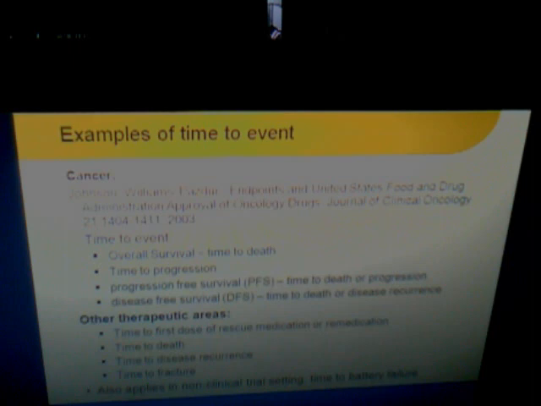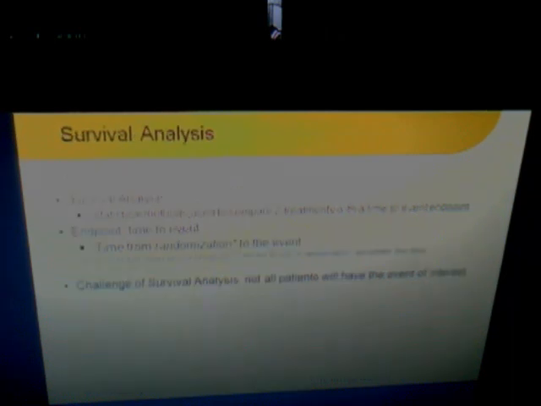Other therapeutic areas, there are some other time to event endpoints listed there: time to first dose of rescue medication, that might be in an asthma trial, for example, time to death, time to disease recurrence, time to fracture. And this type of analysis is used anytime we're measuring the time to something. So the example there of a battery failure, we would use survival analysis techniques.